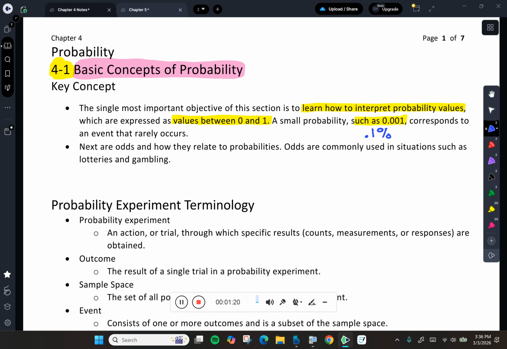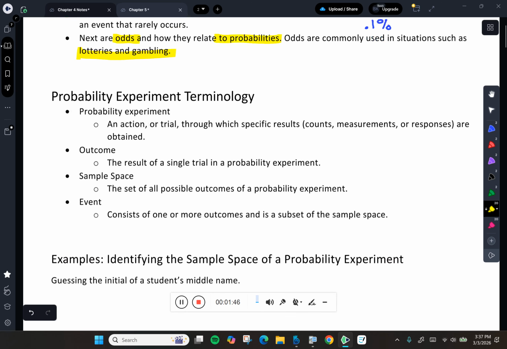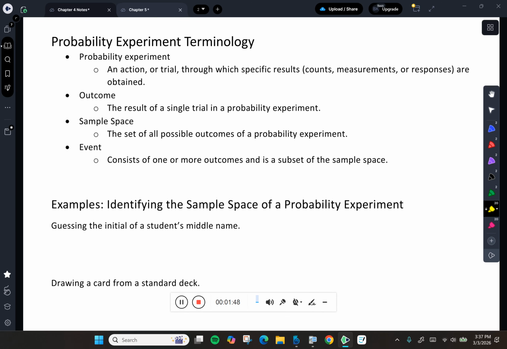And then we'll also talk a little bit about odds and how they relate to probabilities. Odds are commonly used in situations where we're talking about some sort of gambling, lotteries, throwing dice, playing cards, betting on football games or that kind of stuff, which, again, to be clear, I'm not advocating, but I know people do it, so I'm here to explain the math of it. All right, so let's start out with some review of some terminology.